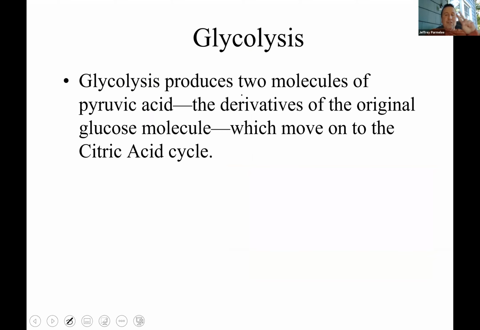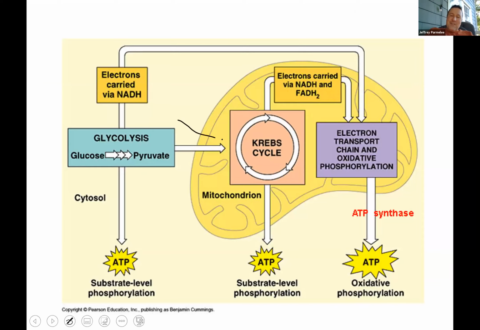We also get 2 NADH. All right, and so we're going to move here. We'll go through this cycle, the citric acid cycle. Realize that 2 pyruvates will come in for every glucose you broke, because there's 2.